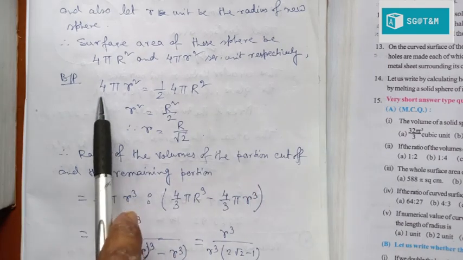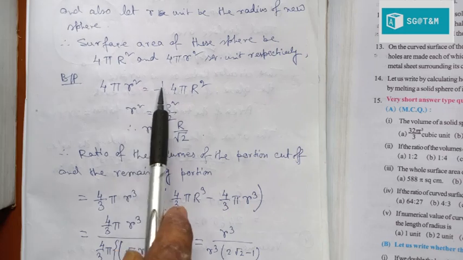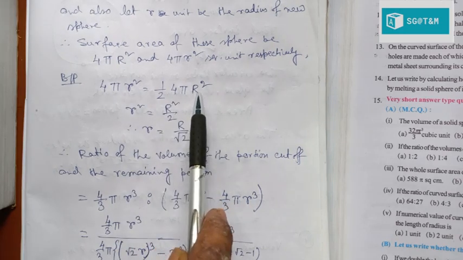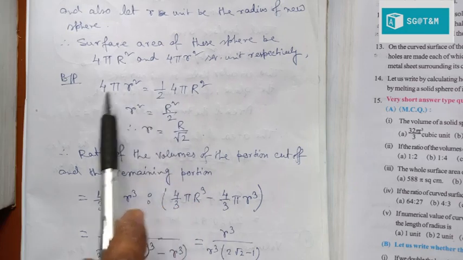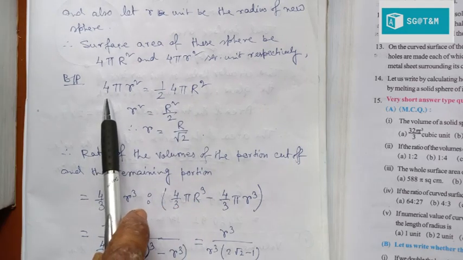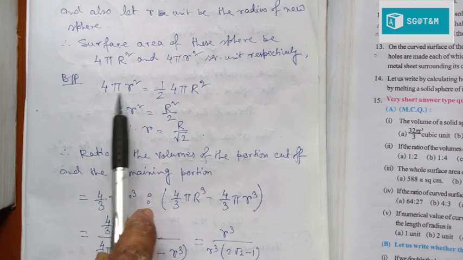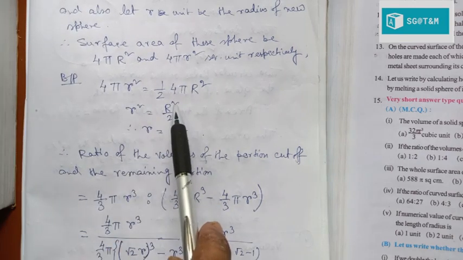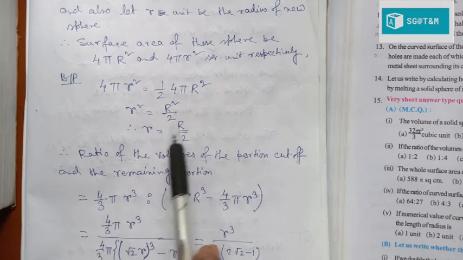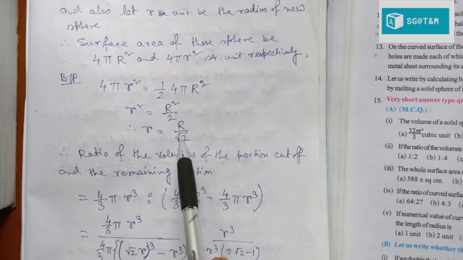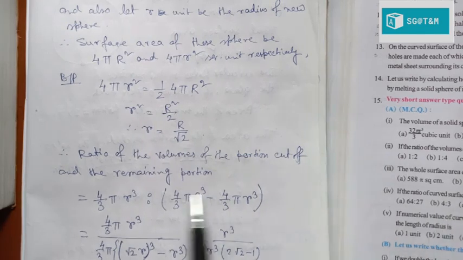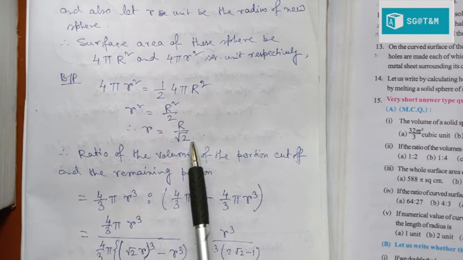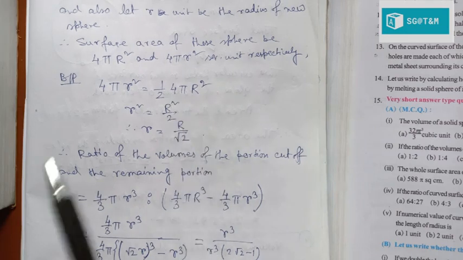So by the problem, 4 pi small r square is equal to half of the previous one. The previous surface area is 4 pi capital R square. Half of this means 1 by 2. That is equal to the area of the second sphere, that is 4 pi r square. So 4 pi cancels out. Small r square is equal to capital R square by 2, or small r is equal to capital R by root 2. Since radius is positive, we take the positive square root, not the negative square root.